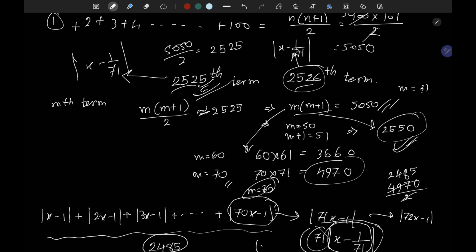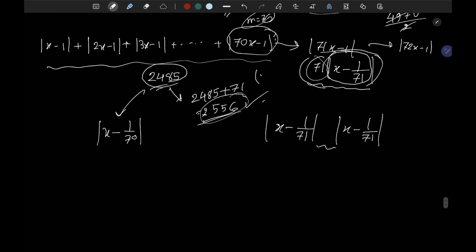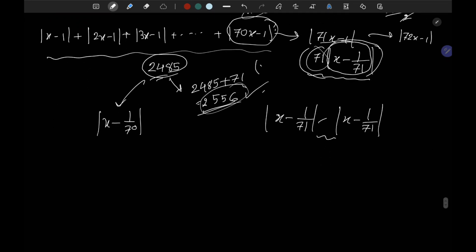That means your minimum value will actually occur in between these two particular numbers, or that is the same value of x, that is x equal to 1 by 71. That is your actual answer, that the minimum value of that particular function occurs at x equal to 1 by 71, this point.